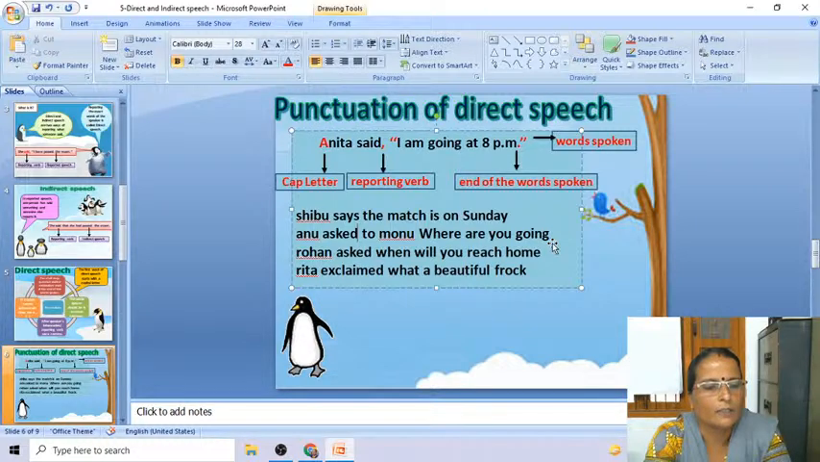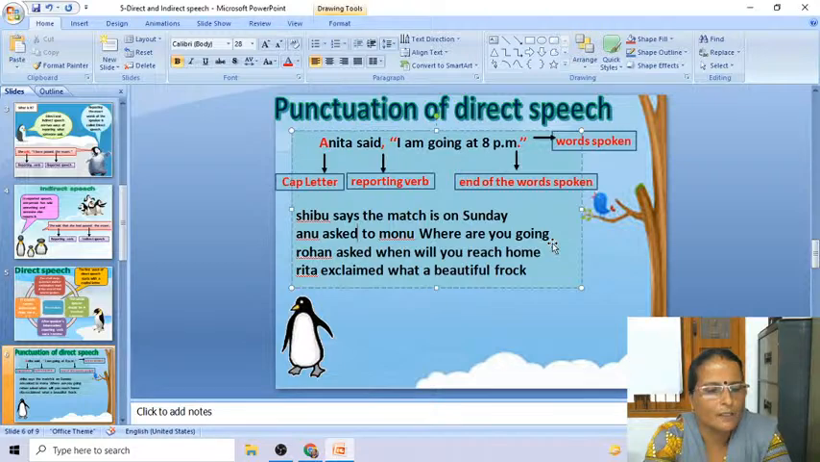Now, Pratyaksh, you have done one mistake. Can you point it out? Anu asked Monu. After Monu, there should be a comma. Then it will be perfect. You can make it Anu asked to Monu. Monu comma, where are you going? Inverted comma. Okay. And Devi, Mohit Srivastava, put the question mark in front of inverted comma. Okay. Anu asked Monu, then there should be a comma.